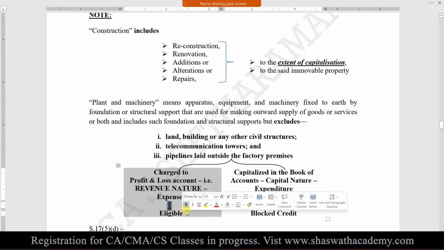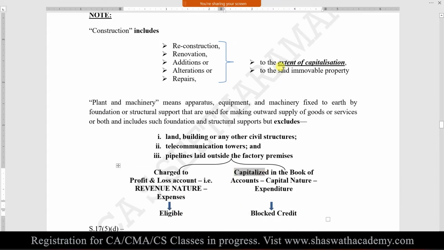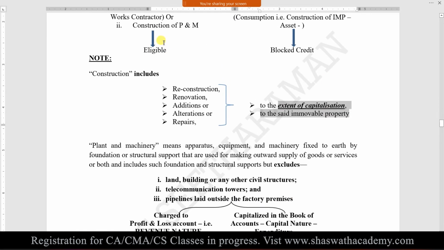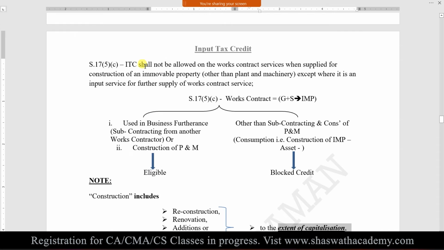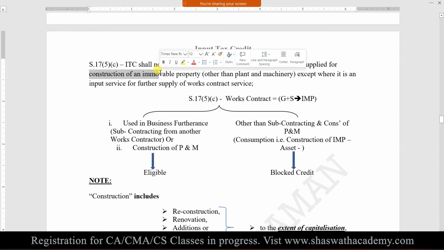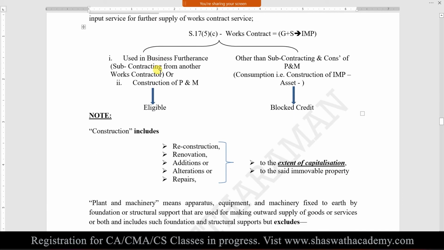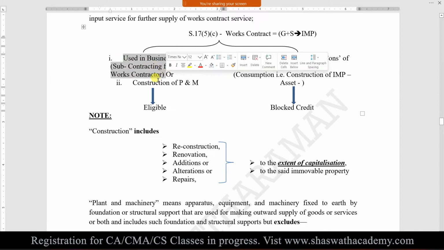Why? Because it is not capitalized. Only to the extent of capitalization can I call it construction. Only when something is construction of immovable property, block credit applies, not for repairs and maintenance. Guys, are you comfortable with works contract? That means, to consolidate, if I use it in furtherance of business, say subcontracting, I am eligible.